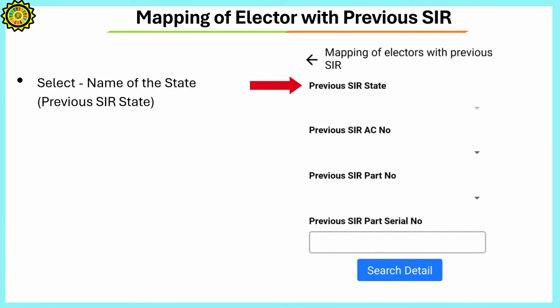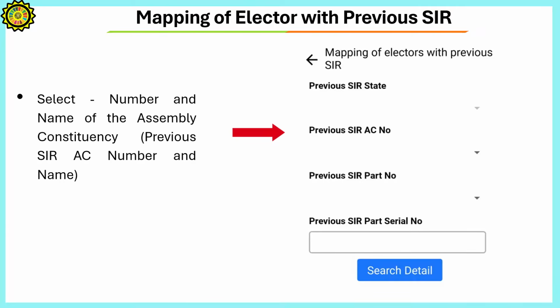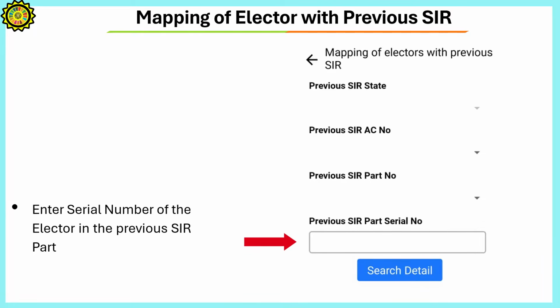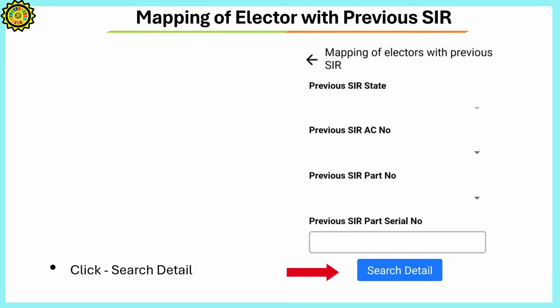Now select name of the state, number and name of the assembly constituency, that is previous SIR AC number and name, of the part number. Here we have to write the previous SIR part number and name. Enter serial number of the elector in the previous SIR part. Now click on Search Detail.